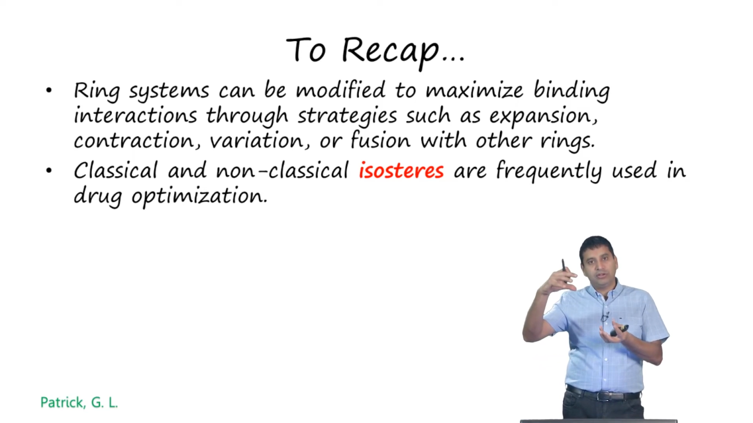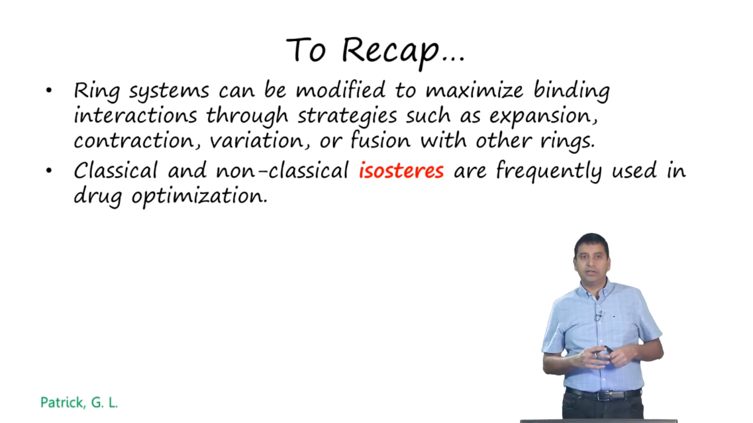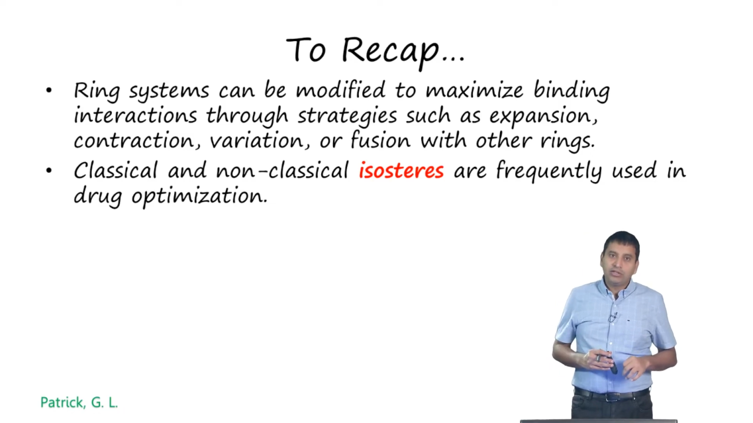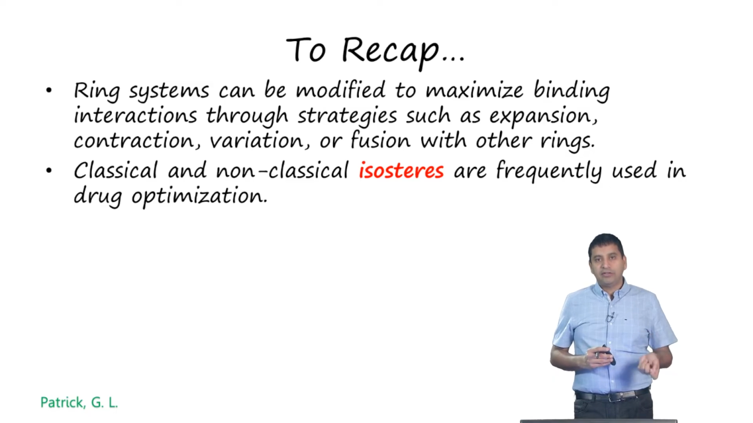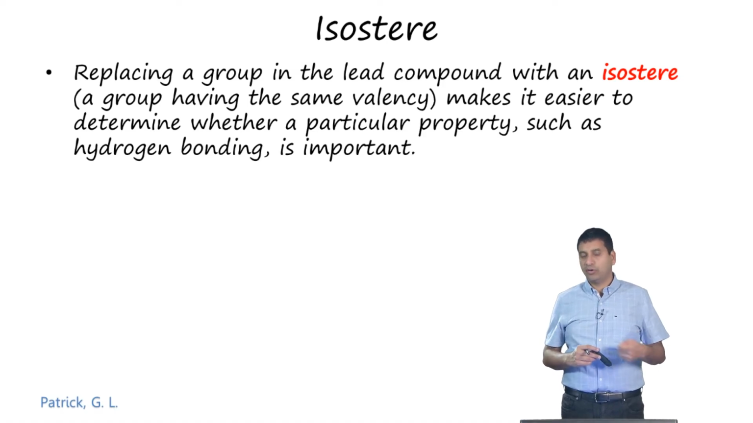So if there are two rings which are close to one another, and if the degrees of freedom are quite high, you can fuse it with other rings to reduce that. We encountered these concepts of classical and non-classical isosteres, and these are very frequently used in drug optimization. Now, replacing a group in the lead compound with an isostere makes it easier to determine whether a particular property such as hydrogen bonding is important. We looked at several examples of this.